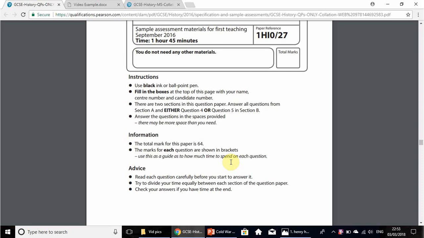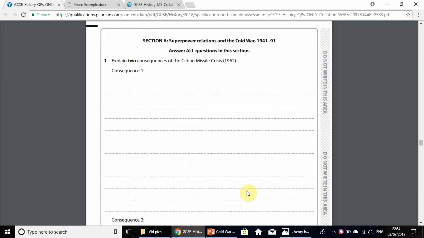And then it says read each question carefully before you start to answer it. Try to divide your time equally between each section and check your answers if you have time at the end. All very sensible stuff. So the first question in the paper is an explain two consequences question. It's always explain two consequences. This entire paper is very focused on cause and consequence.